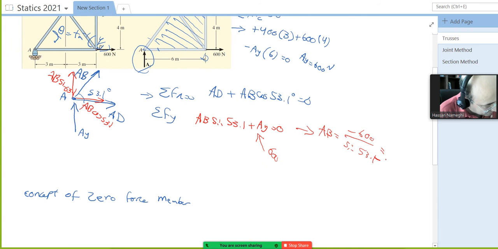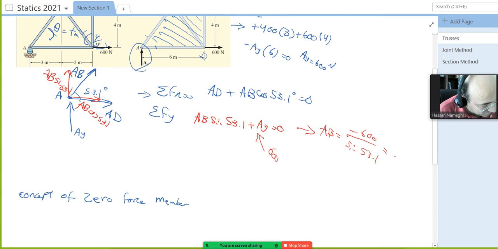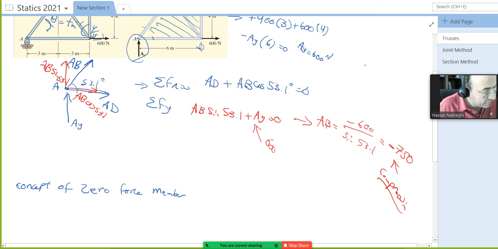Now, with 600 there, if you solve for AB, you will find AB is equal to minus 600 over sine of 53.1. I got negative 750. So negative, what does that mean? We assumed tension, right? We got a negative answer. It means compression, because you got a negative answer. If you got positive, it's tension. If you got negative, it's compression. This makes our job very easy, right?